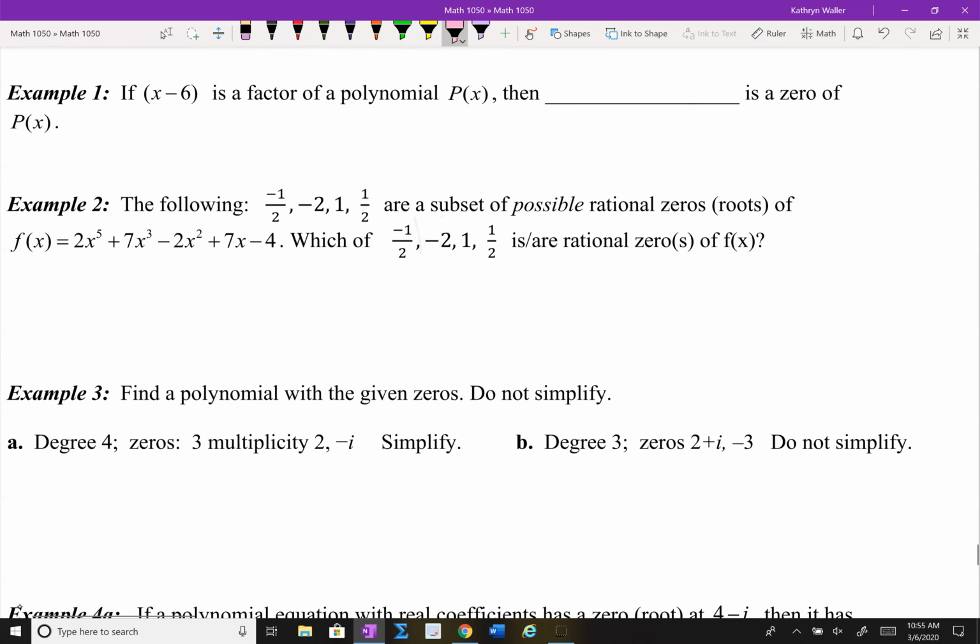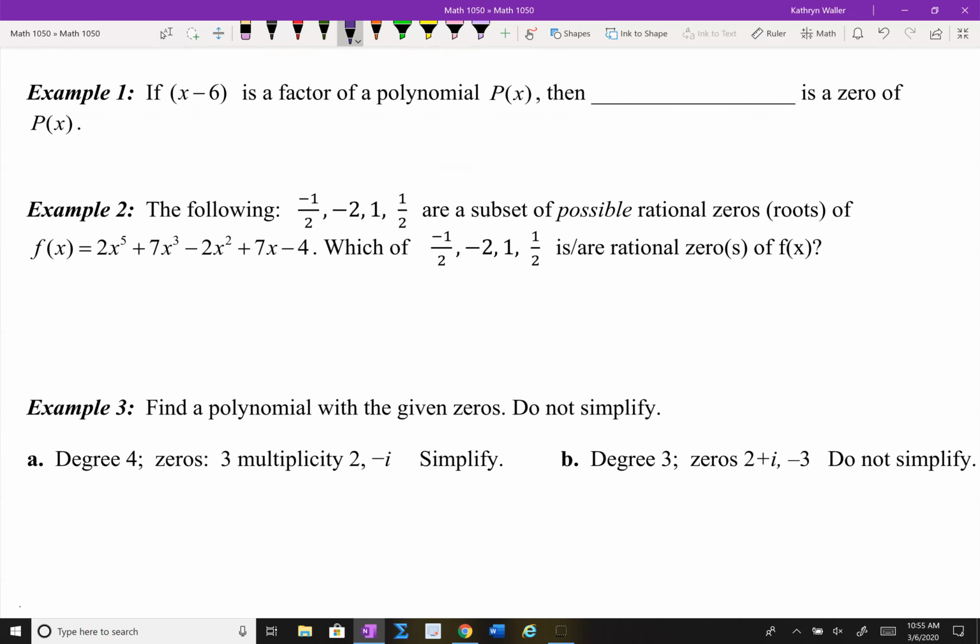Okay, example 1. I have seen this on a midterm, and it would be so wonderful if it was on there. So you guys can tell me the answer. If x minus 6 is a factor, then blank is a 0 or a solution. What would it be, guys?